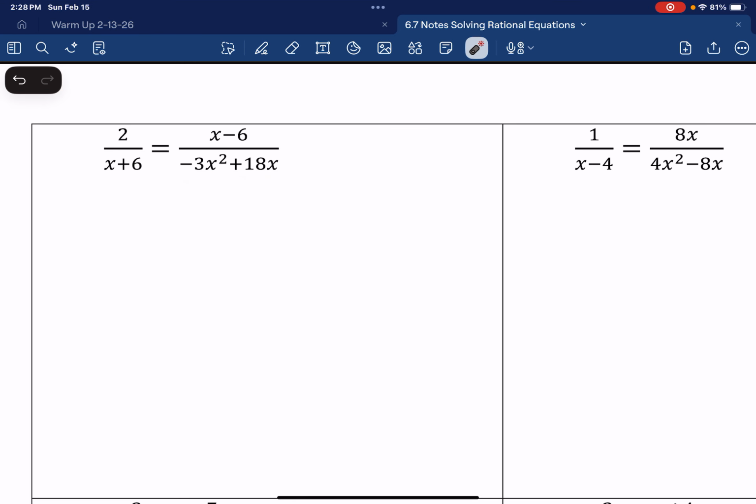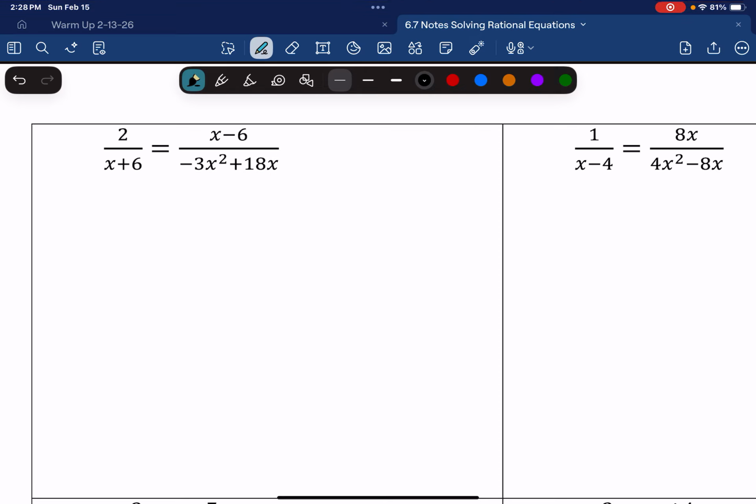I know that I can divide out a -3 from both of these terms and an x variable. So let's do that. If I divide out a -3x, I'm left with x minus 6. Okay, let's go ahead and check our domain restrictions just so we don't forget later.